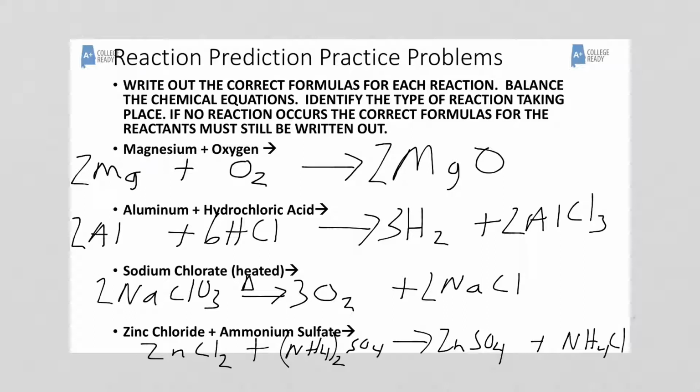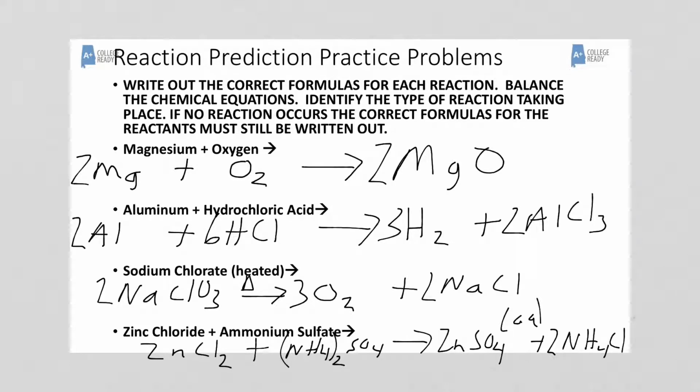We need to balance by putting a 2 here, and that should take care of it. We need to check our solubility rules. And when you look at your solubility rules, you're going to find the rule about sulfates. That rule says that sulfates are soluble except for those of group 2, lead, silver, and mercury. Which means that zinc sulfate is going to be soluble, so it's aqueous.